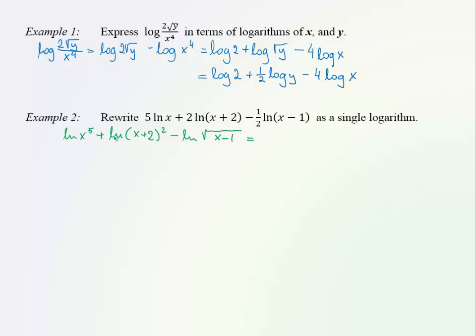And then let's put together the first two ln's. A sum of ln's is the ln of a product. So it's ln of a product, x to the 5 times the bracket x plus 2 squared. And then we have subtraction.